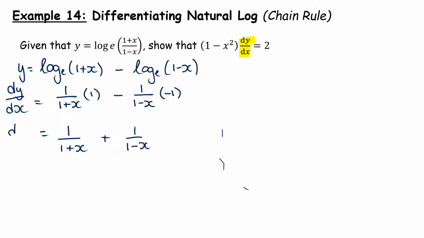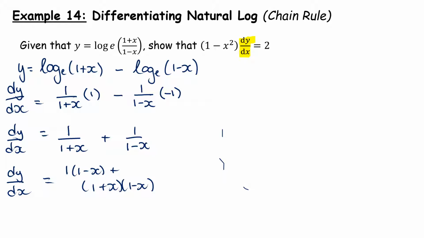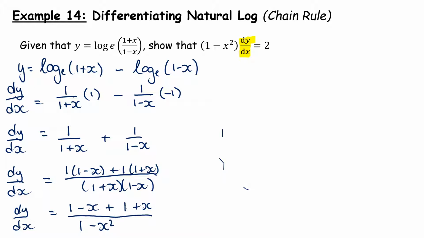So what I'm going to do to simplify this is get a common denominator. And my common denominator is going to be 1 plus x times 1 minus x. And I will get 1 times 1 minus x plus 1 times 1 plus x. I'm going to clean that up. So dy dx equals 1 minus x plus 1 plus x. I'm going to square that bottom line using difference of two squares. It's going to square the first minus square the second. Okay, so I get dy dx equals, my x's here cancel, and I put 2 over 1 minus x squared.